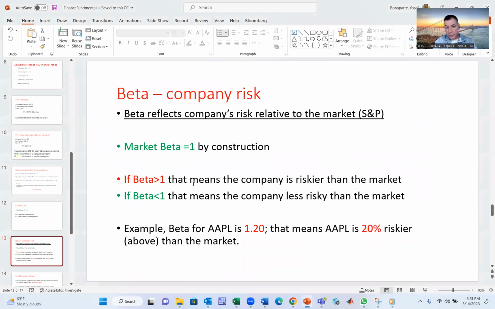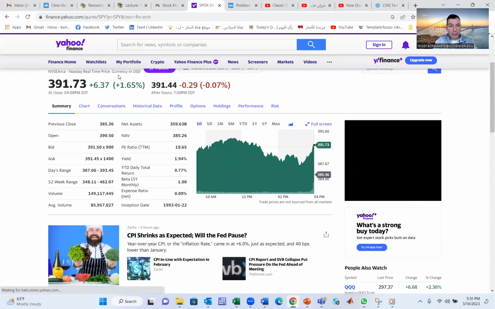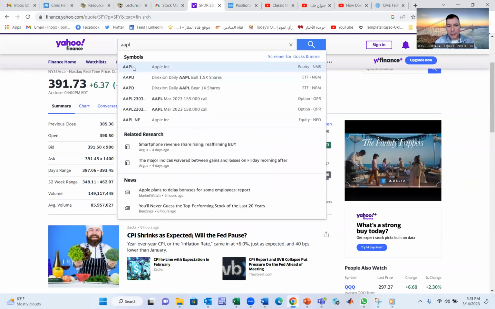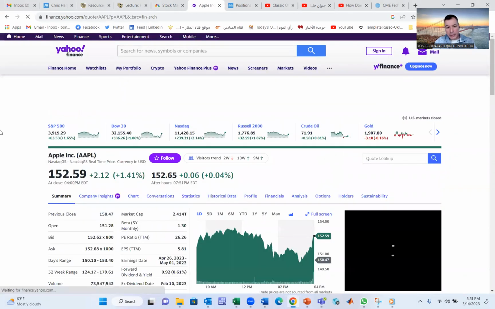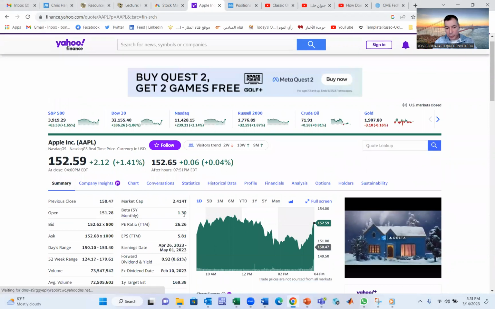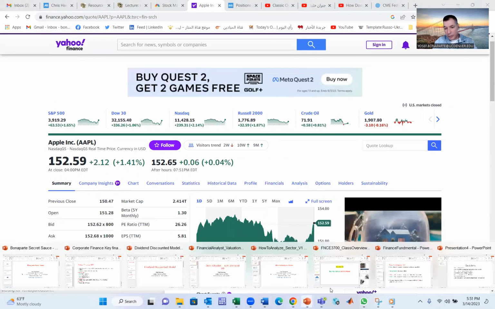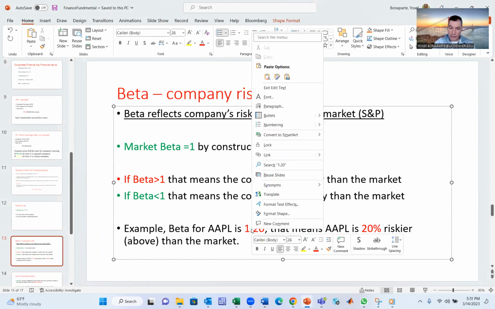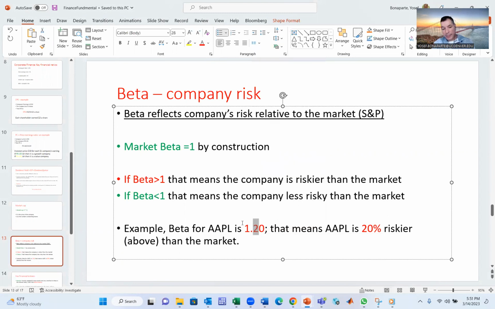But what if the beta is bigger for a given company like Apple? Their beta is bigger than 1. Apple's beta is 1.3. In this case, if the beta is above 1, that means the company is riskier than the market. Market risk is 1. If Apple is 1.3, that means Apple is 30% riskier than the market.